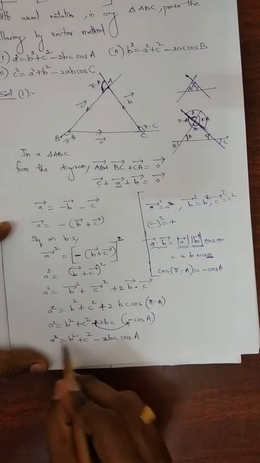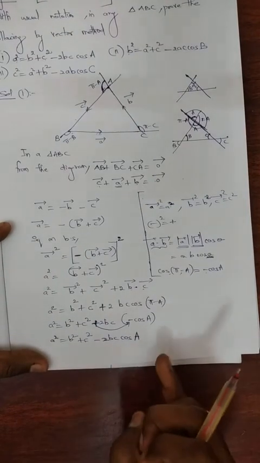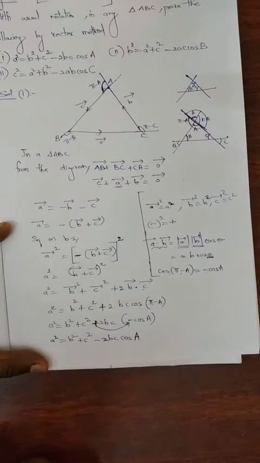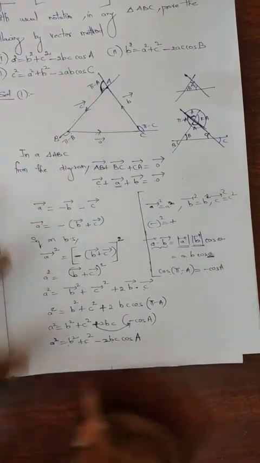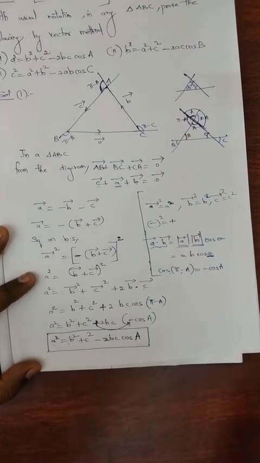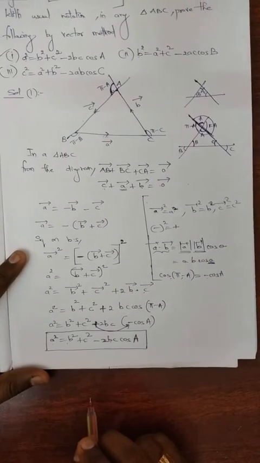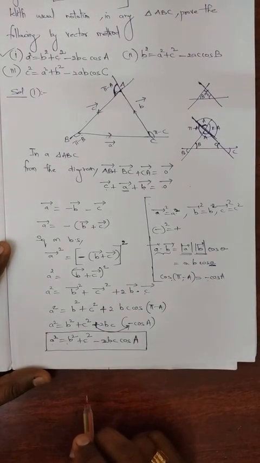The small a, b, c are lengths. Capital A, B, C are the angles. So, A square is equal to B square plus C square minus 2BC cos A. So, I have achieved the proof of the first subdivision. You can prove the second subdivision and third subdivision. Take it as a homework sum, prove this sum and send it to me. Thank you.